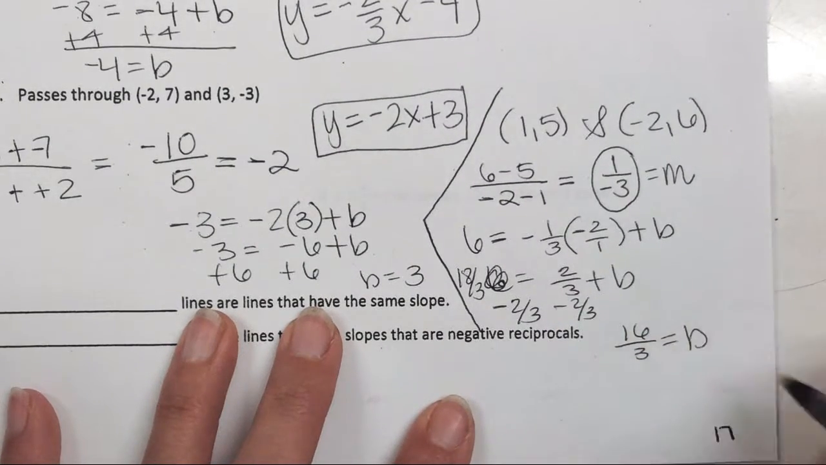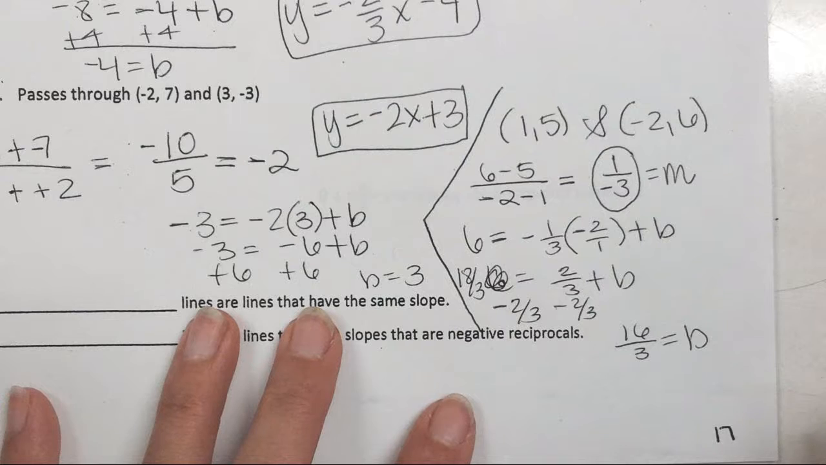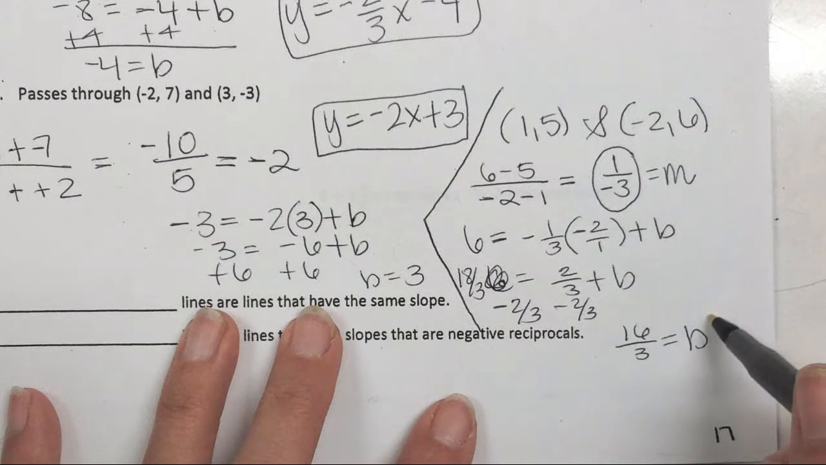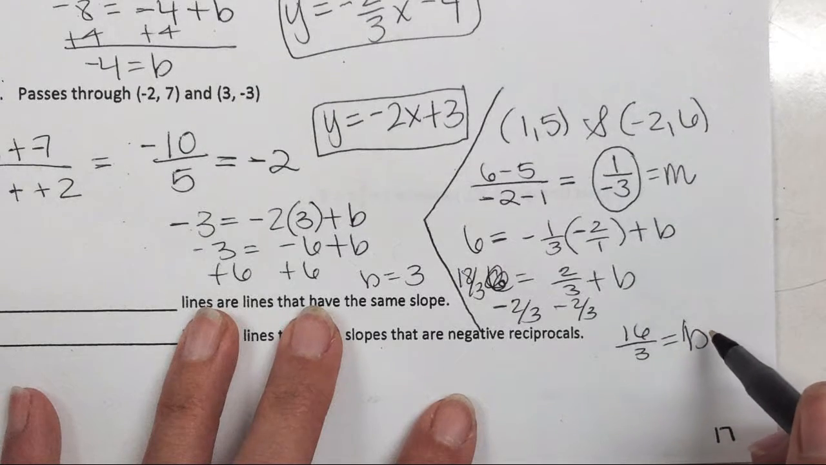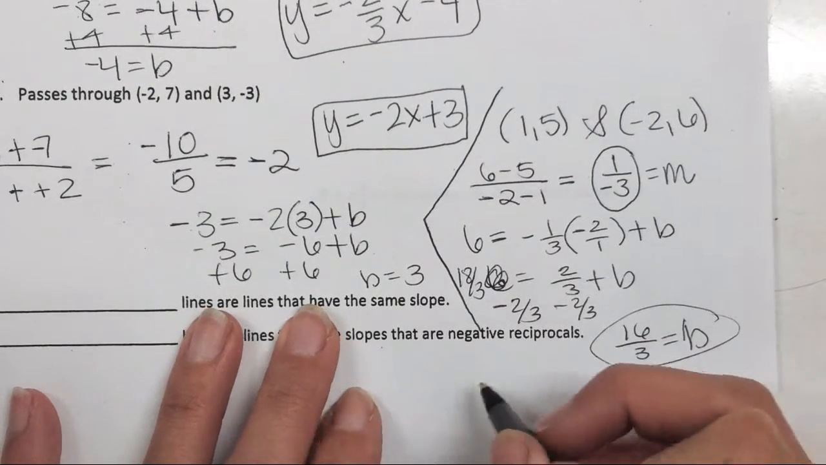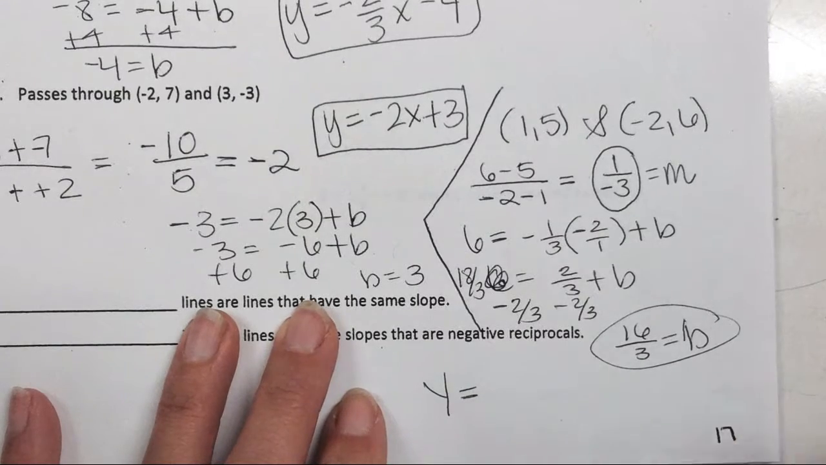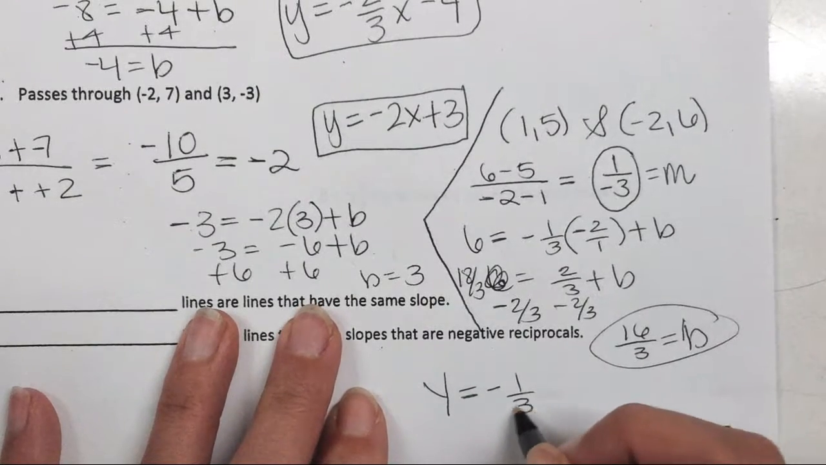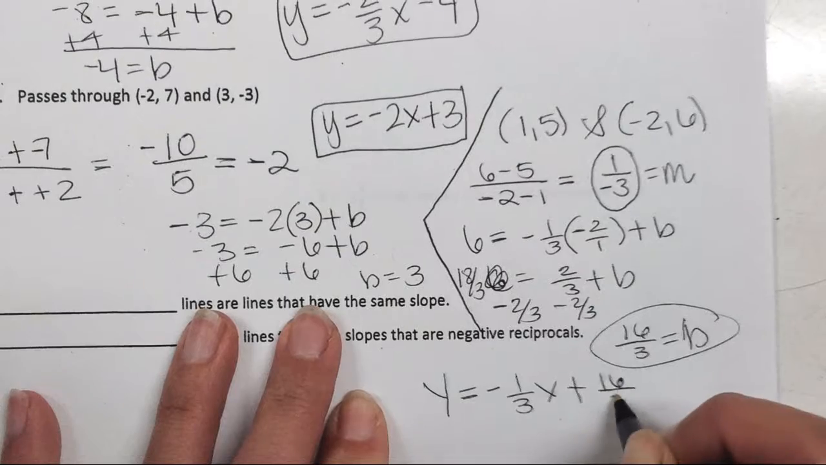Did anybody get that part? Jabbar, you got that part? Oh, you erased it. Alright, so tell me what my final equation would be. Anybody? y equals 1/3 x plus 16 over 3. Very good.